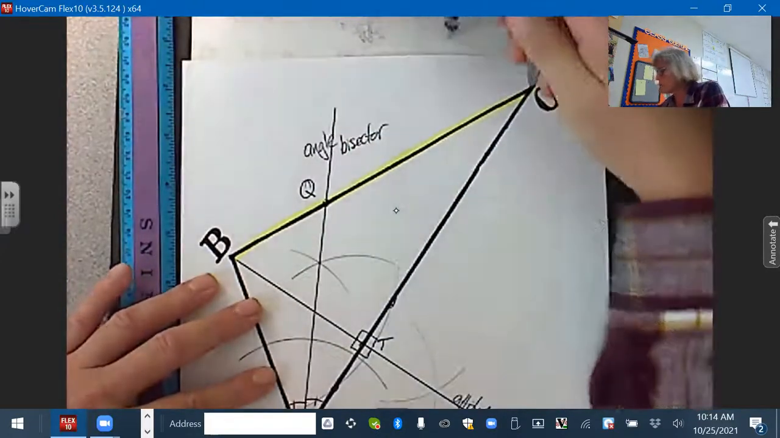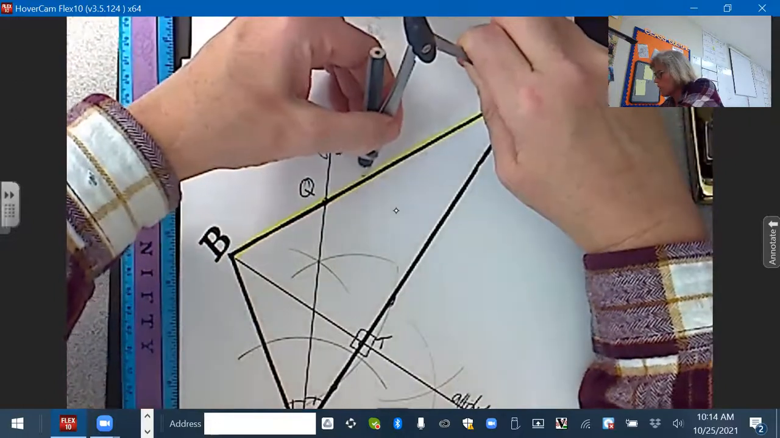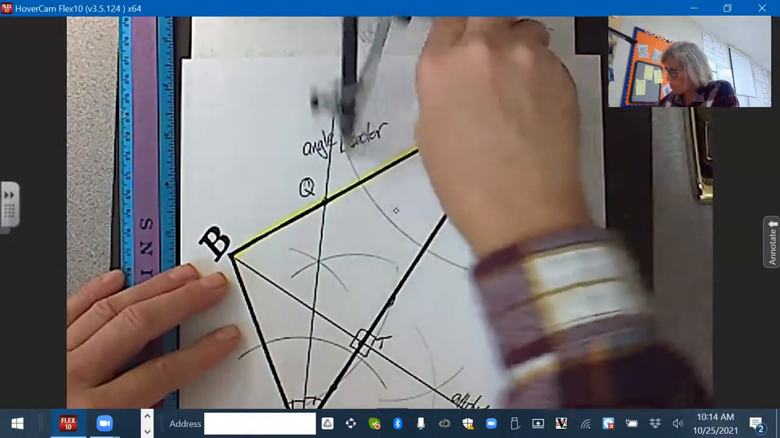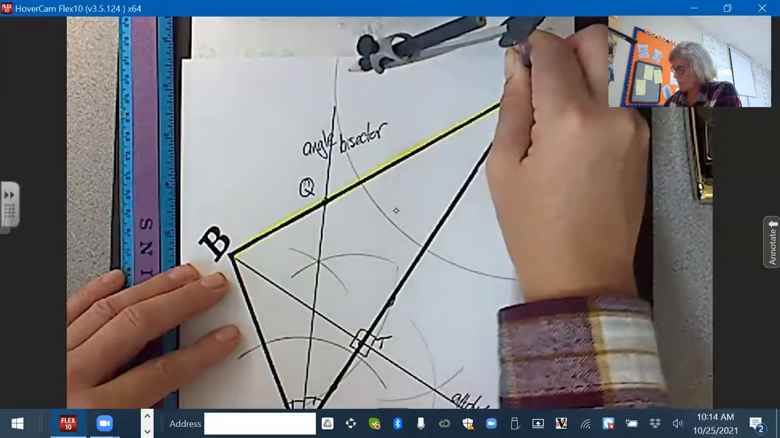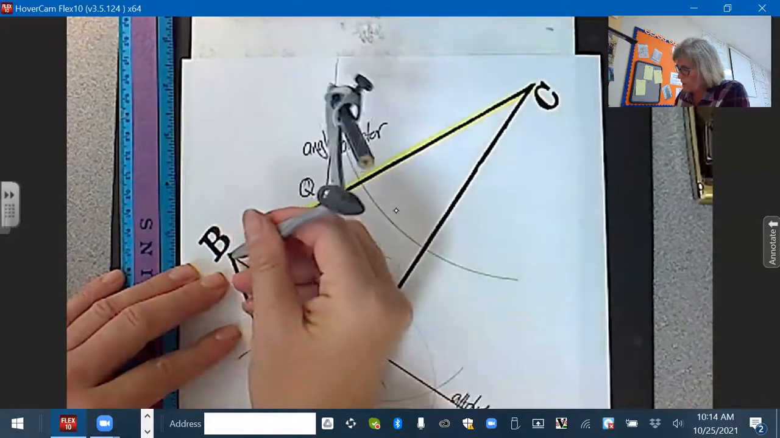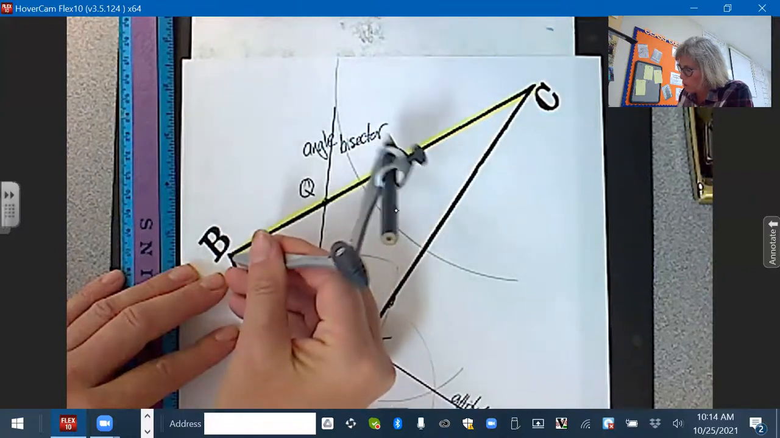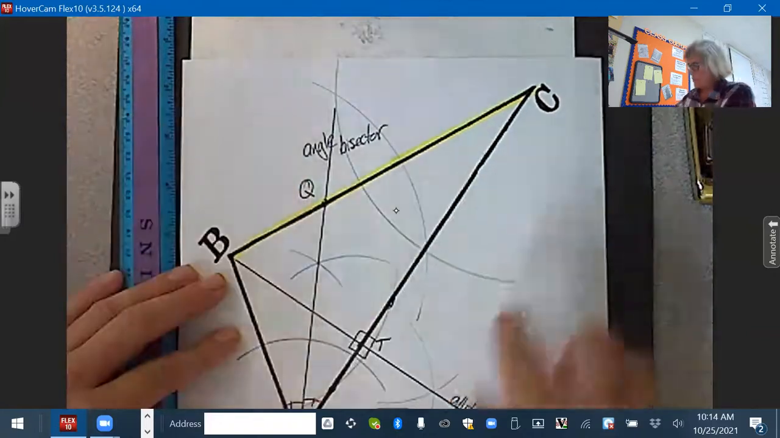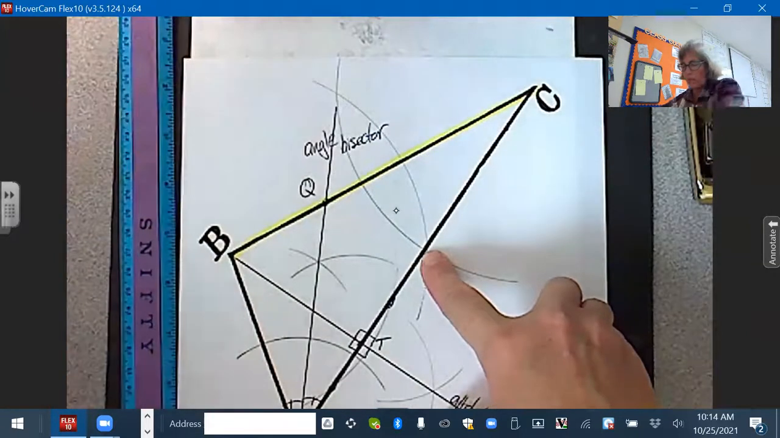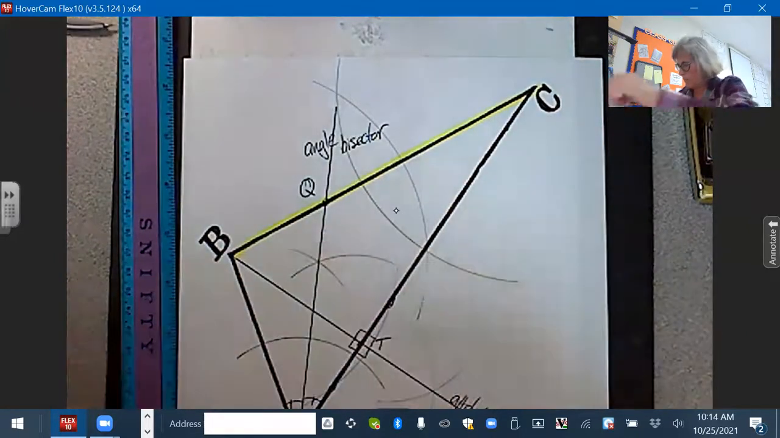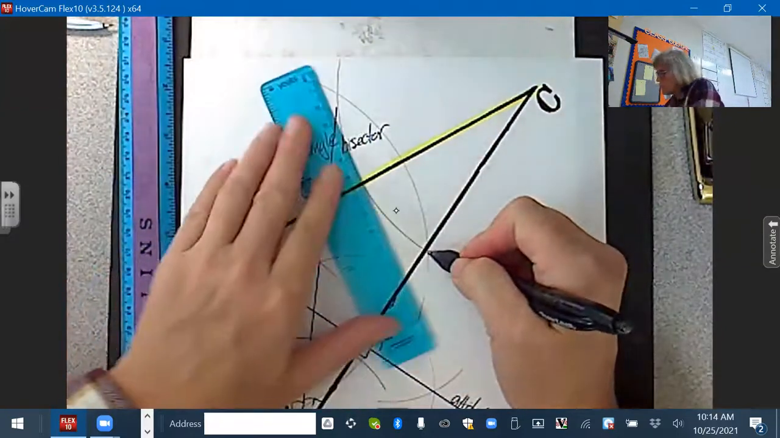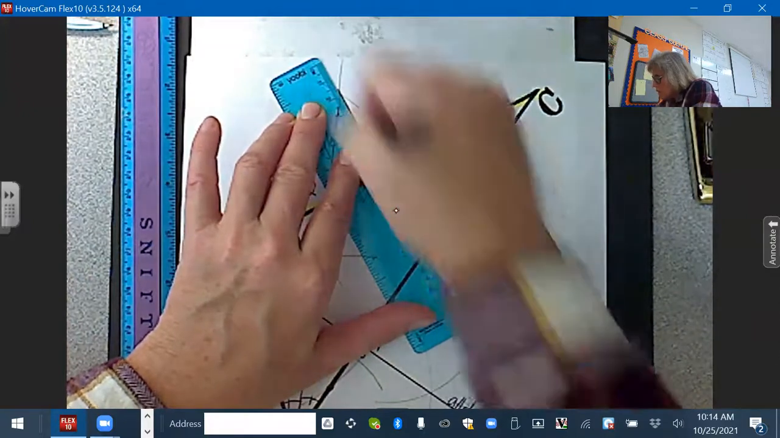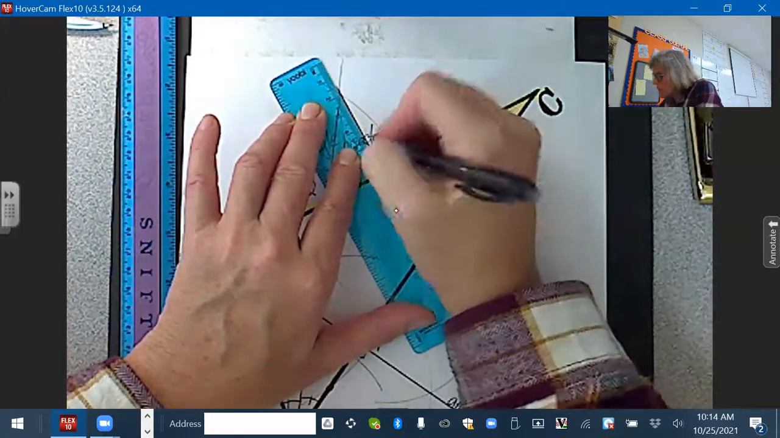You open up your compass setting so it's just past what looks like the middle. And you sweep. Open up your compass setting just past the middle. Same, don't change your compass settings. Sweep. You have 2 points of intersection. You're going to line them up. I'm going to go past the other side.